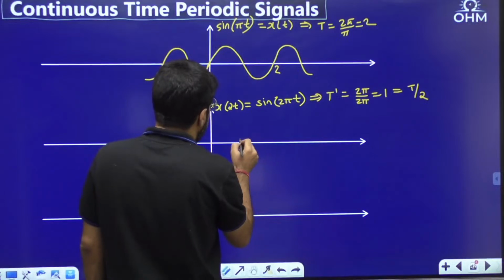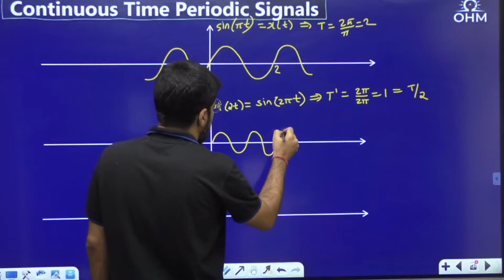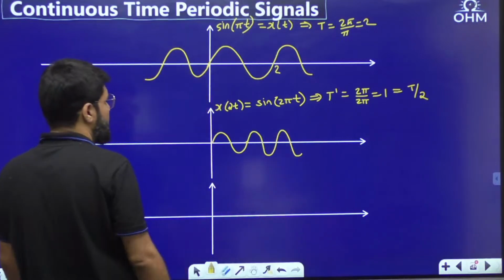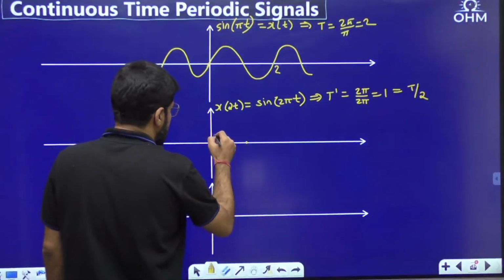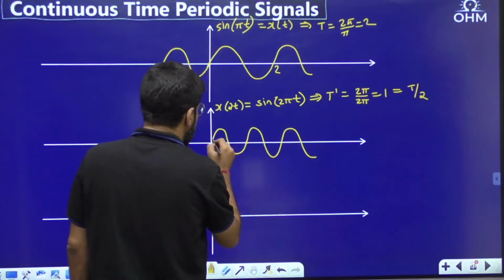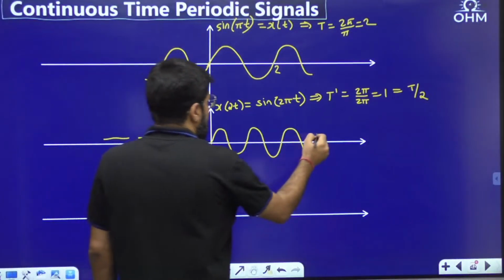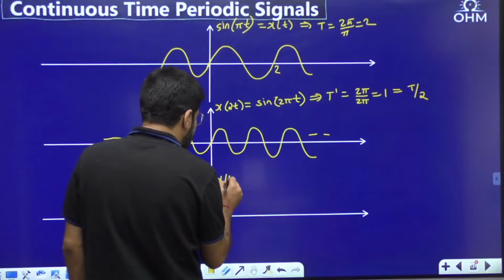It will be having this time period which is equal to 1. Okay, this is how it is going to be. And similarly on the left hand side also. Acha, then what about x of t by 2?